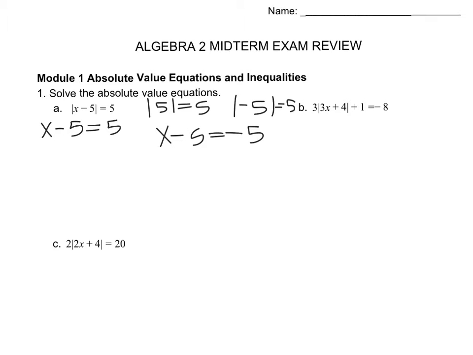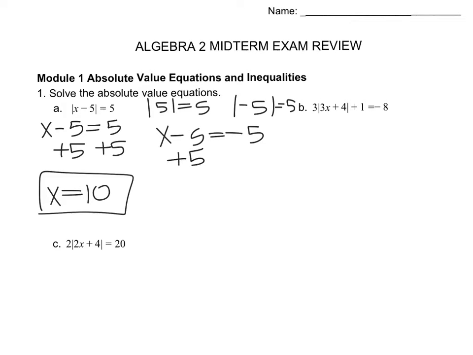So if we solve our first equation, x minus 5 equals 5, we're going to add 5 to both sides, and we're going to get that x equals 10 as one of our solutions. When we solve the second equation, we're still going to add 5 to both sides, but this time we're going to get that x equals 0.